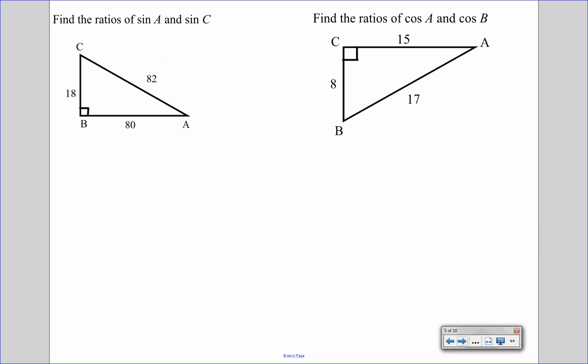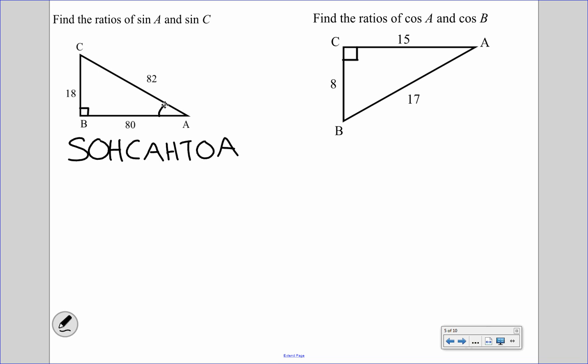So this asks us to find the ratios of sine A and sine C. We're going to start with sine A. So let's write Sohcahtoa. It asks for our sine, so we know we're going to use this part of our Sohcahtoa. So the sine of angle A equals our opposite over our hypotenuse.